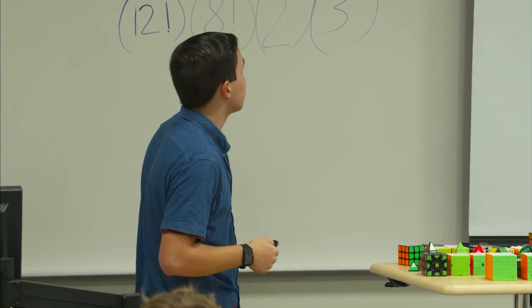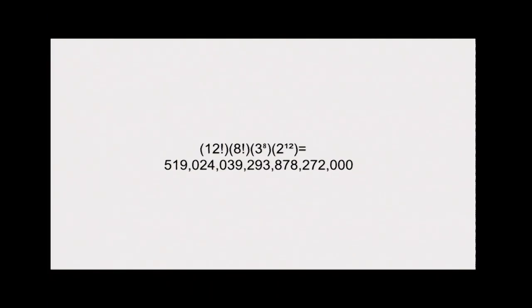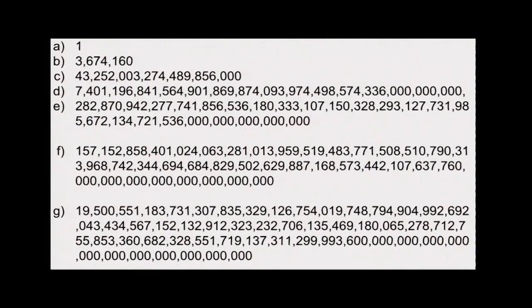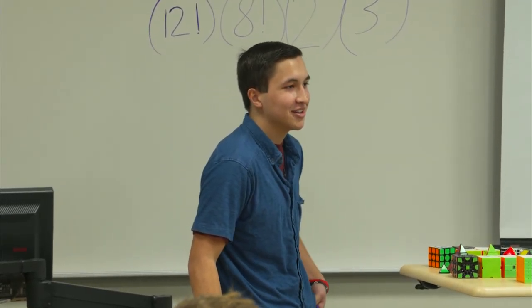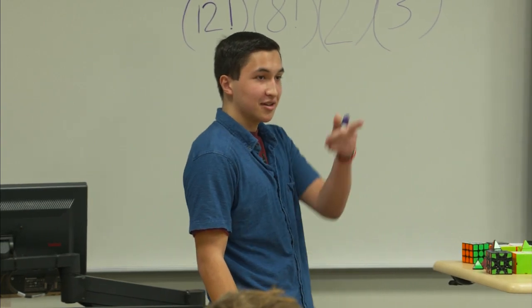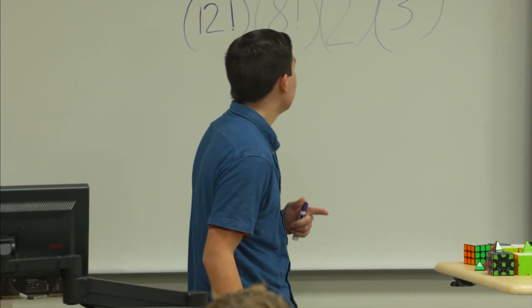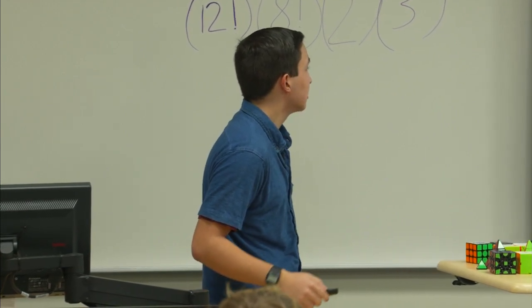And if we multiply all this out, we get 519 quintillion. And if we go back to our list of numbers here, that is not on there. So we've done something wrong. Does anyone know what went wrong here? Exactly. Yeah, we've included impossible permutations in this.